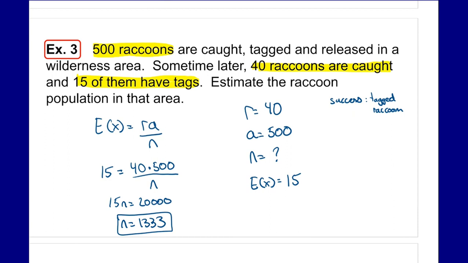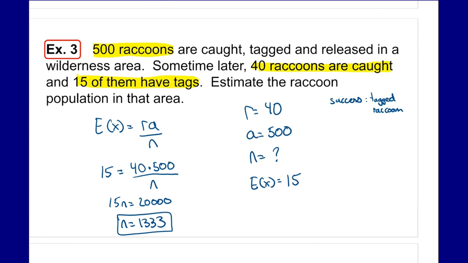1,333 raccoons. So this is a way that researchers actually calculate or try to estimate the actual population of animals in the wild, because obviously you can't just line them up and count them. We're making the assumption that the number of animals that have tags is our expected value. If we know how many we've tagged and released in the wild, then we can estimate the actual population.